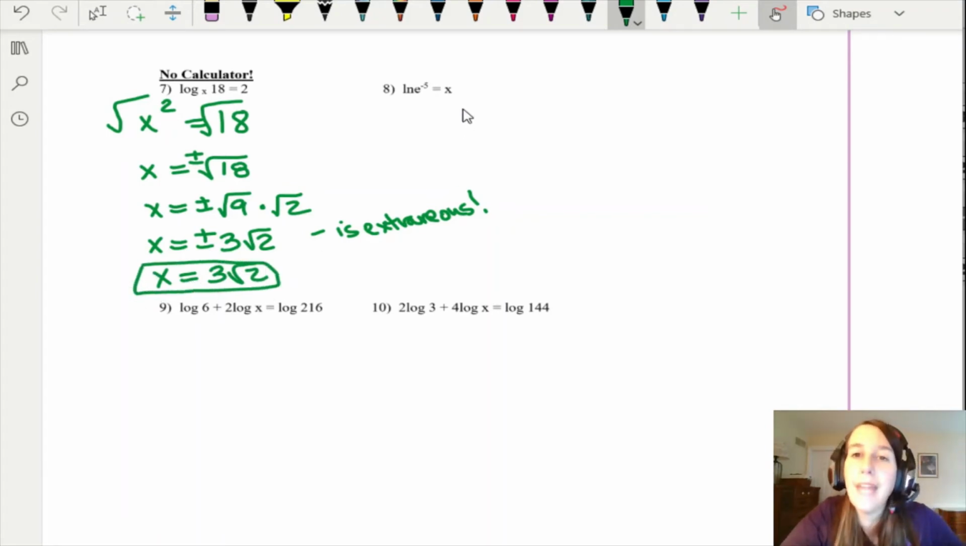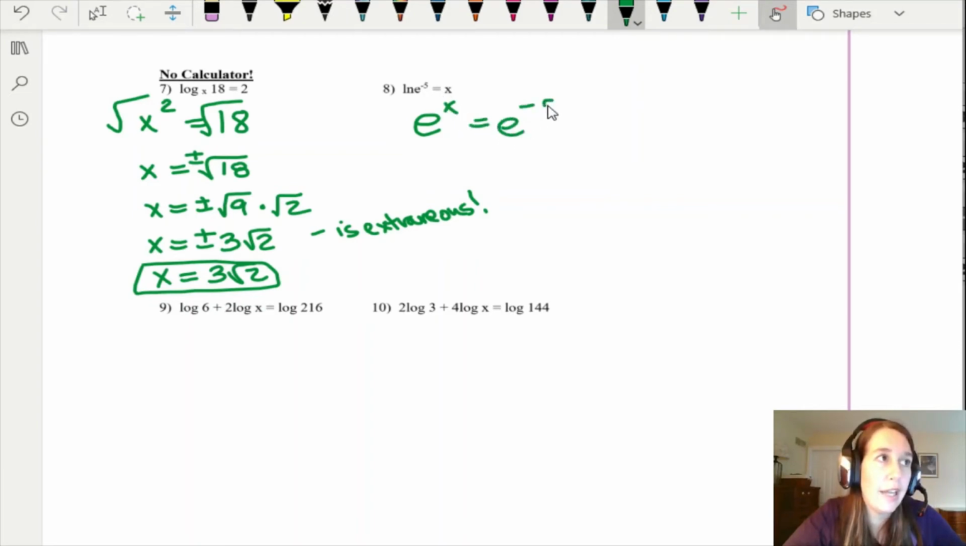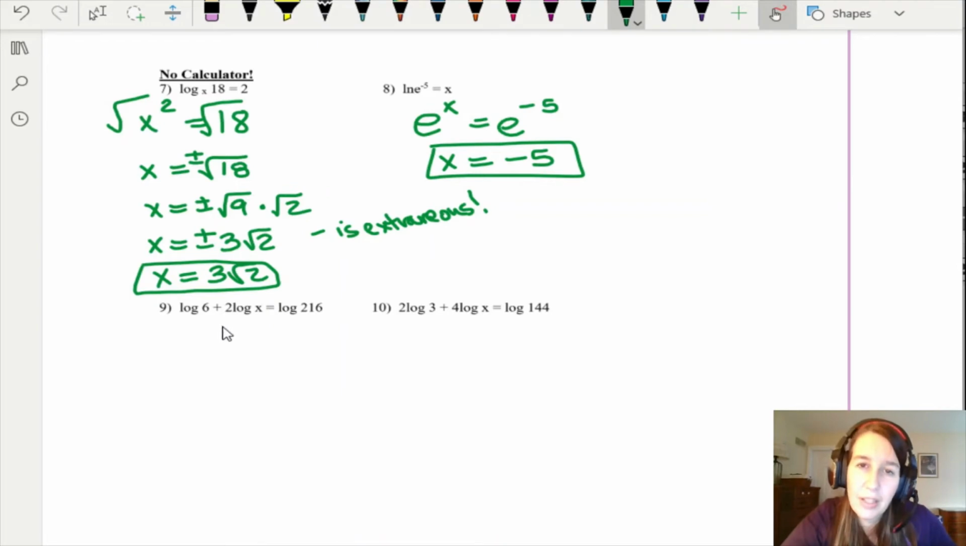All right, next. Natural log of e to the negative fifth is equal to x. Okay, great. Another problem that's a log that we should turn into exponential form. So that's e, and then we are raising that to the x power is equal to e to the negative fifth. Oh, we have the same base, therefore the exponents must be the same. So x is equal to negative 5. All right, let's keep going because these are pretty quick, right?